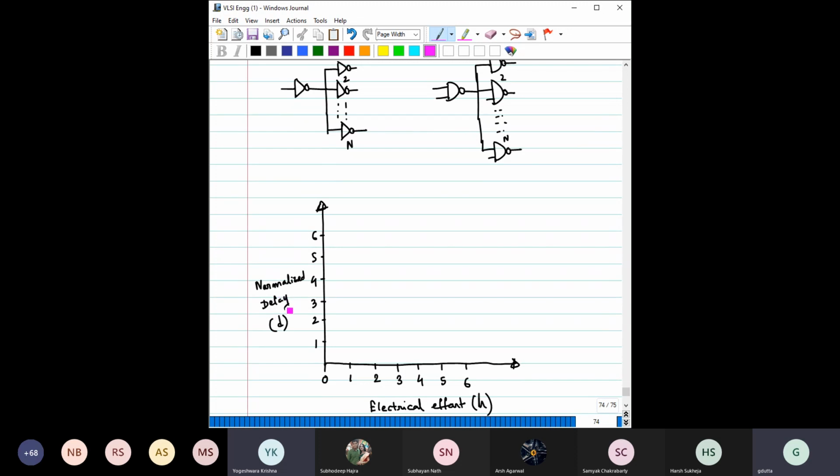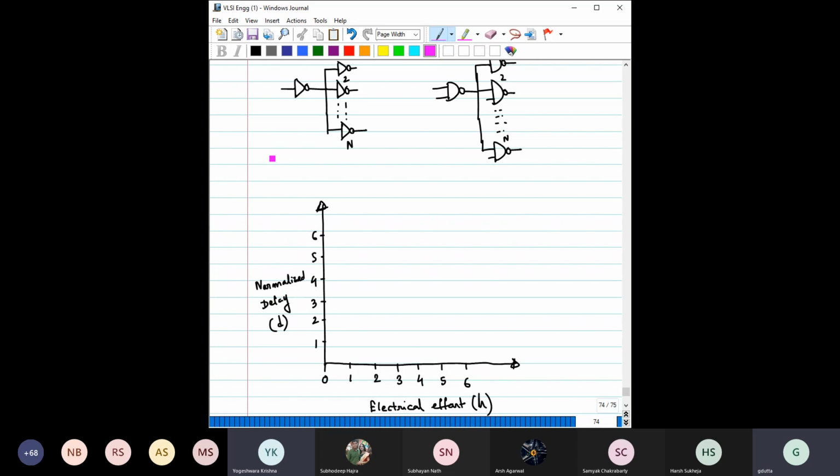Then we would like to plot the total delay, that is, the normalized delay. Basically, we are not plotting the exact delay, but it is normalized, in terms of this tau not. So in terms of this normalized delay, we want to plot with respect to the electrical effort. What is electrical effort? Number of gates, right? Number of same gates that you have connected here. So for this case it is n, and n can vary. Maybe n can be 0. This n can be 1, 2, 3, 4, n number. Same for this. So could you please help me in completing this plot?